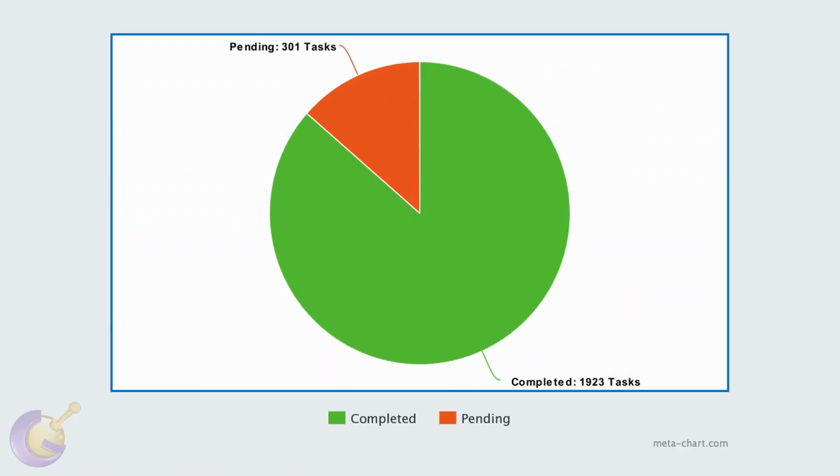Thus far, I've completed 1,923 tasks and have 301 remaining, indicating that I'm about 86% complete. But I also know that these audit tasks and some analysis tasks that relate to the publishing process will yield even more tasks.